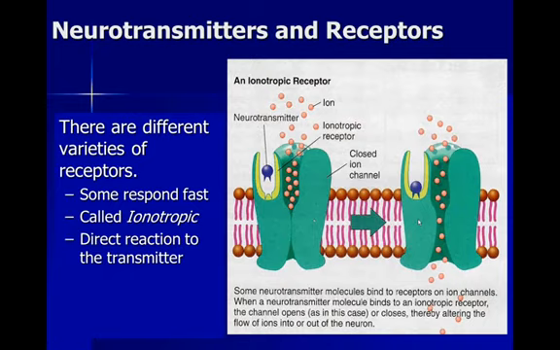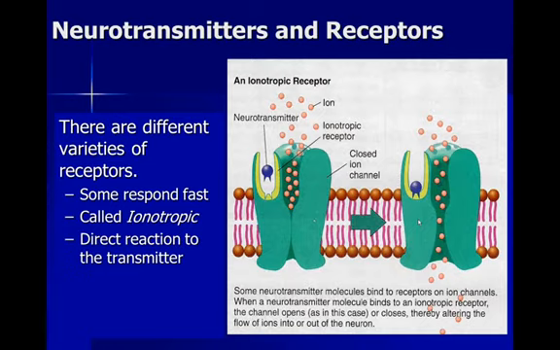As we talked previously, there are different varieties of receptors. Some respond very fast, and these are what we call ionotropic receptors. There is a direct reaction to the presence of the transmitter in these ionotropic receptors. Remember when we talked about pharmacodynamics, we talked about how some drugs will bind directly to the receptor, like a key in a lock, and cause that ion channel to open.